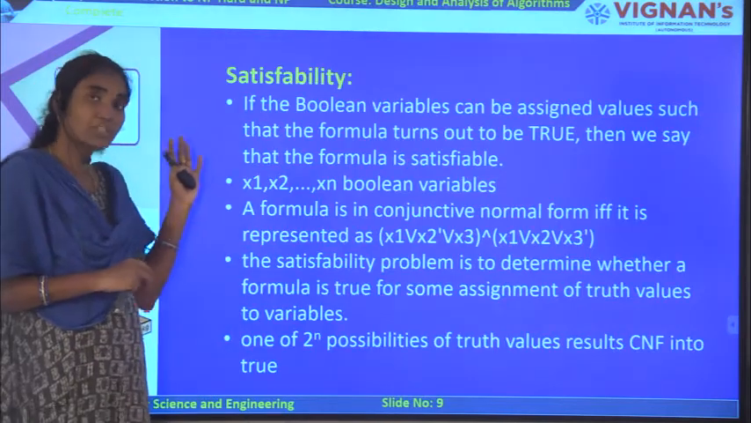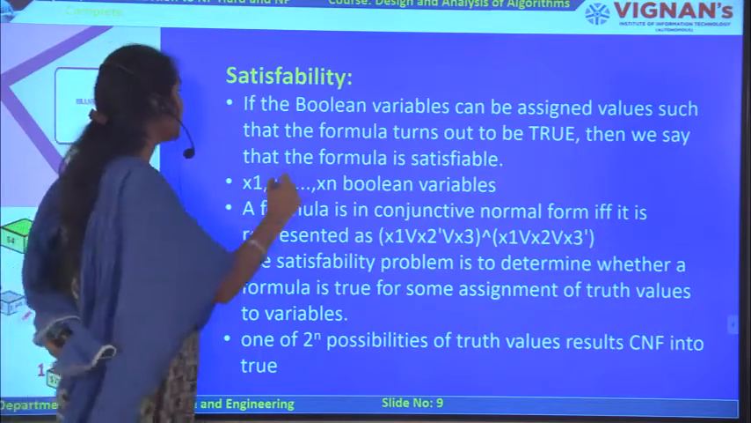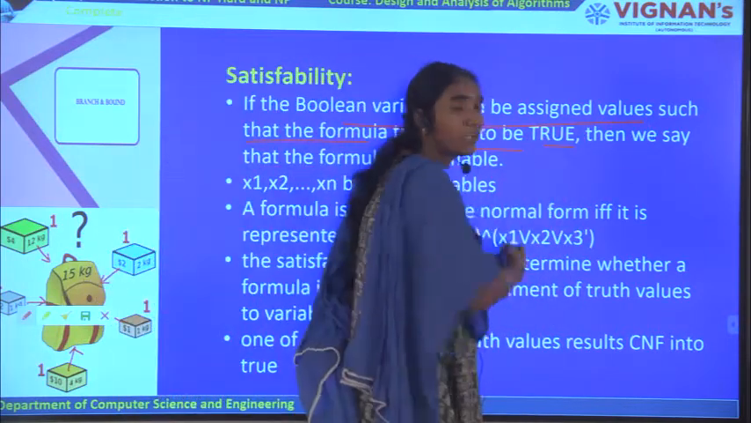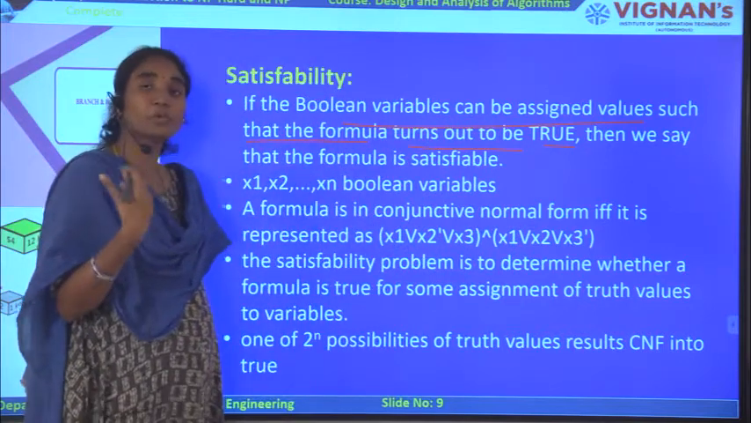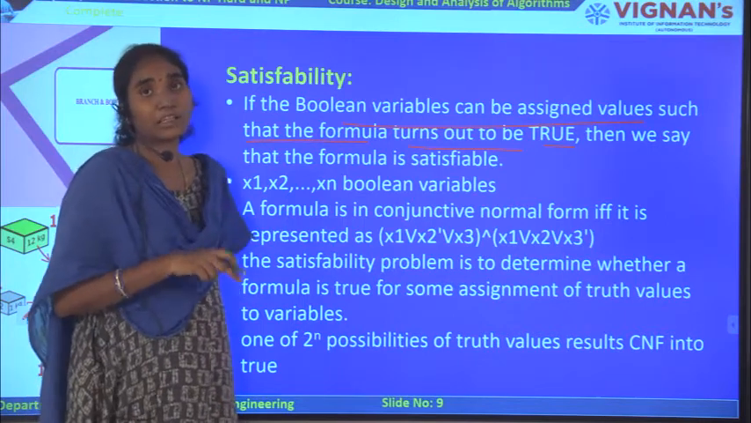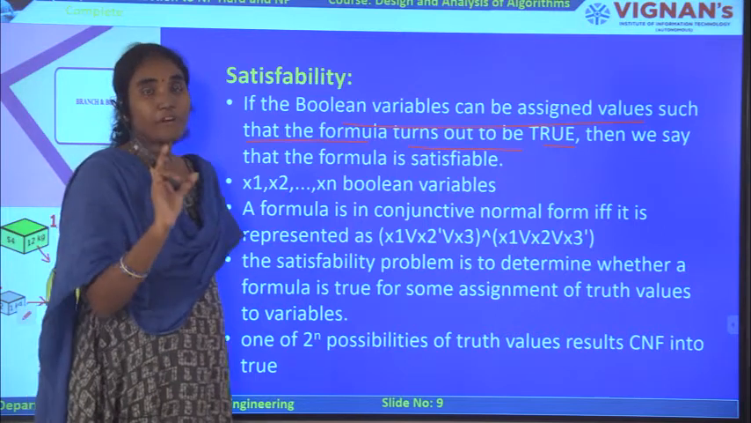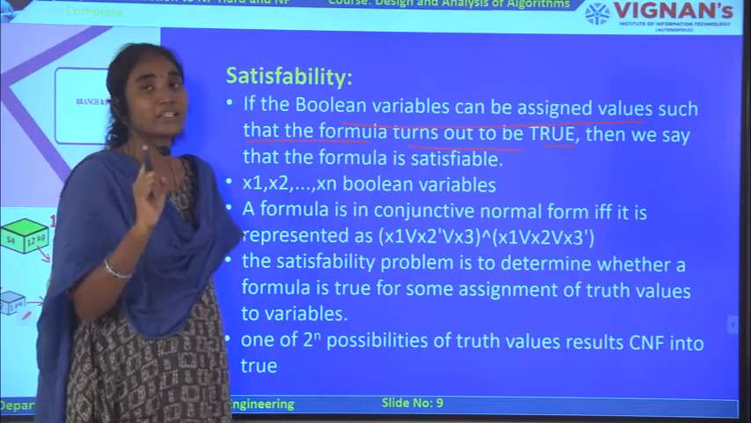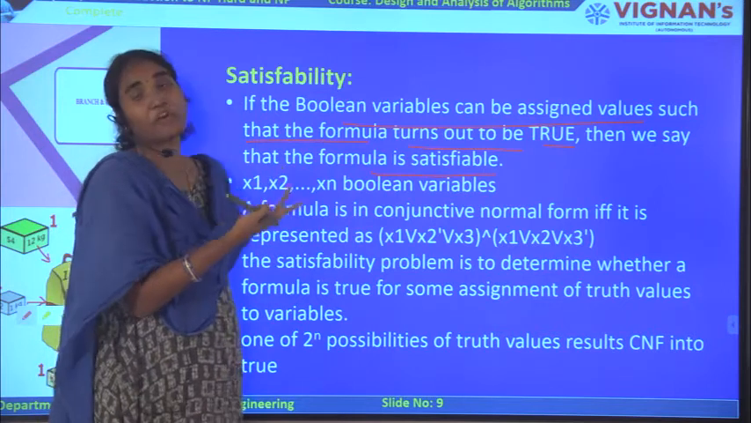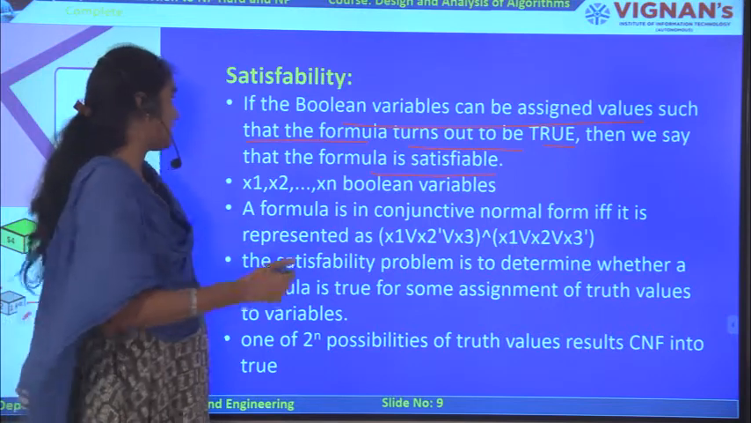Coming to the satisfiability problem, what is the statement? Basically, if the boolean variables can be assigned values such that the formula turns out to be true, then whenever I give some boolean values to an expression and that expression results in true, we can say that the corresponding formula or propositional logic is satisfiable, right? Now that comes under your SAT formula. What is meant by SAT or satisfiability? Both are the same.